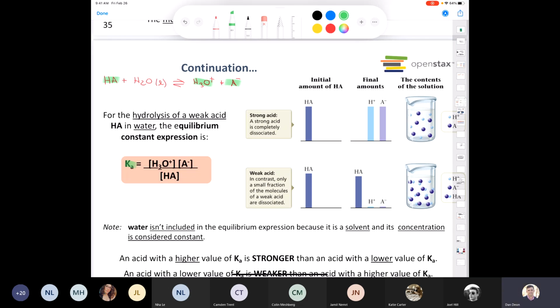The product of the concentration of each of the products divided by the concentration of the acid. So what about that Ka? What about that number? Well, let's think about it. If you have a strong acid, it's going to dissociate completely, as is shown here.